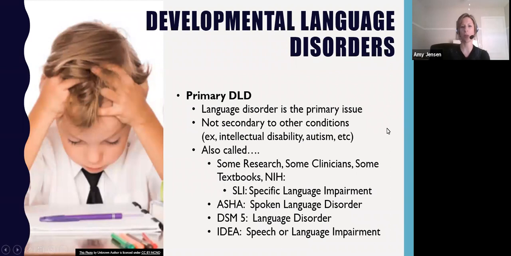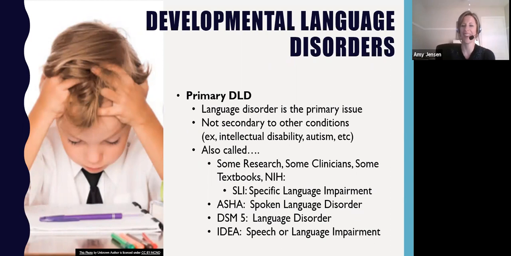So the first one to start with is developmental language disorders. And the first piece of DLD is primary developmental language disorders. That is where the language disorder is the primary issue. It's not secondary to any other existing conditions like intellectual disability, autism, etc.